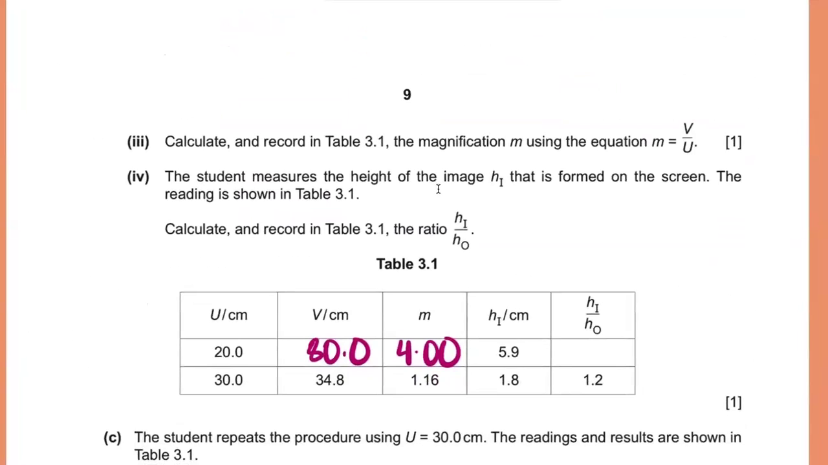So it also says the student measures the height of the image that is formed on the screen. The reading is shown. Calculate and record in 3.1 hi over h naught. So hi, the image height is 5.9, and above we found 1.5. So this turns out to be 3.93.